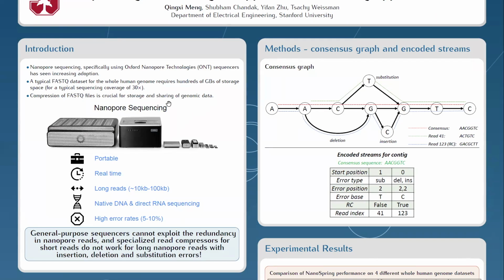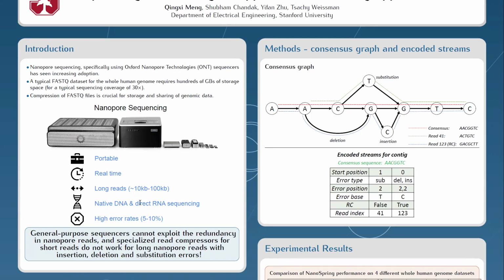As a background, nanopore sequencing, specifically the Oxford Nanopore technology, has seen increasing adoption. As shown in the picture below, there are several advantages of nanopore sequencing. It is portable, real-time, it supports long reads, and native DNA and direct RNA sequencing. However, the error rate of nanopore sequencing is also high. A typical human whole genome sequencing experiment can produce hundreds of gigabytes of data in FASTQ files.